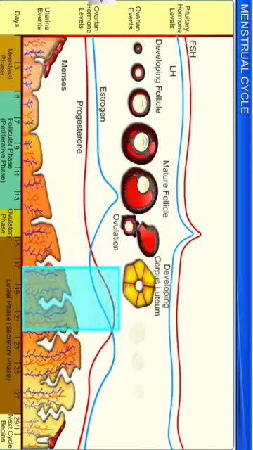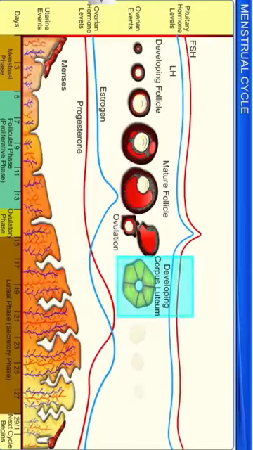However, once the corpus luteum begins secreting large amounts of progesterone, an FSH and LH inhibiting hormone, the levels of both these hormones drop, which in turn also lowers the levels of estrogen in the body. However, the endometrium continues to thicken because of an increase in the level of progesterone.